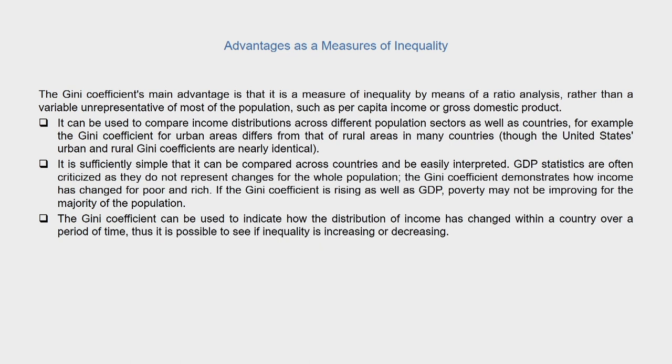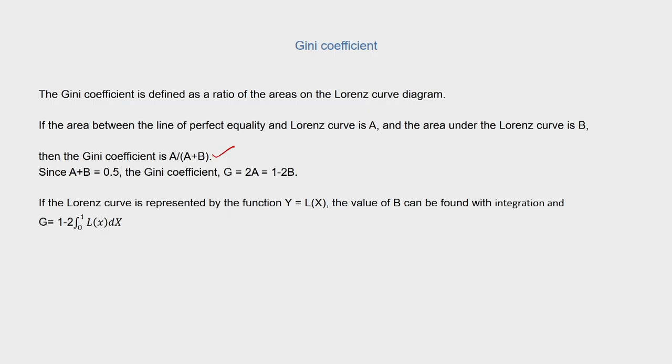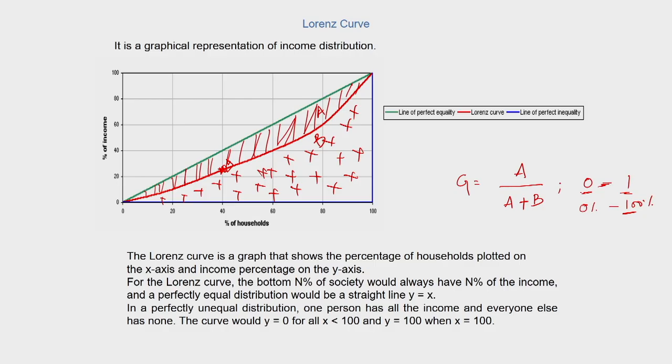Thirdly, the Gini coefficient can be used to indicate how the distribution of income has changed within a country over a period of time. Thus, it is possible to see if inequality is increasing or decreasing. In the previous slide, I showed you that usually when we are calculating the Gini index, when we are plotting the Lorenz curve, we take households on the x-axis and percentages of income or wealth on the y-axis. But these kinds of curves can also be constructed for various other indicators which can be representative of wealth inequality within a country. So, instead of income, we can also have asset inequality. When we are looking at the distribution of land holdings within a certain region, country, state or locality, then those kinds of distributions can also be plotted on the Lorenz curve.